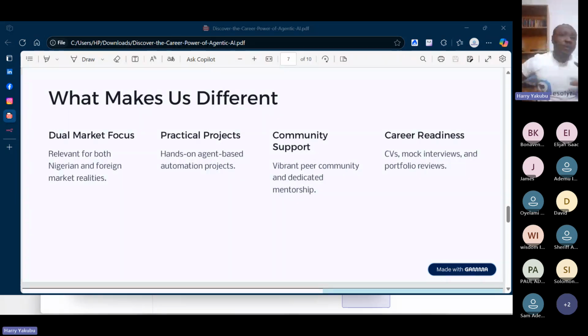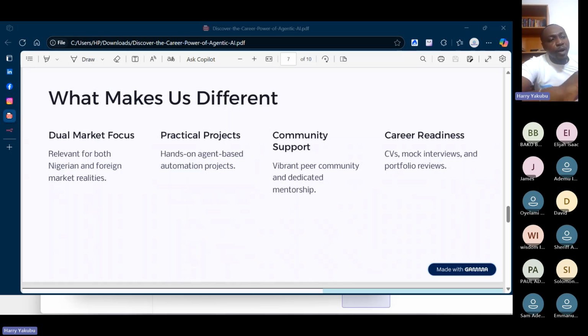You can be here and deploying a project for someone who is in Canada. You can be in Nigeria and be deploying a project for someone who is in Zimbabwe. You can be in Nigeria and be deploying a project for someone who is in UAE. Because you have a skill set that is not constrained by space, right? All you have to do is to have that skill set and understand how to use it in real time, right? Then there are practical projects, which means they are hands-on agent-based automation projects that we'll be building real time.